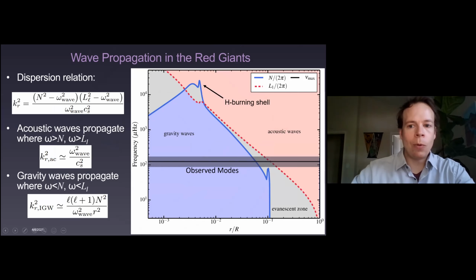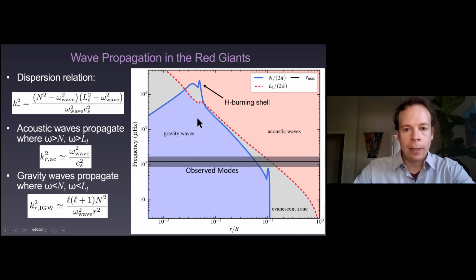So to help understand what we see in those stars, it's useful to talk about a propagation diagram. What I'm plotting here are two different important frequencies as a function of radius within a star. And those are going to help us interpret the pulsations that we see at the surface of the star. The first frequency that's really important here is this blue solid line. This is called the Brunt-Väisälä frequency, or the buoyancy frequency. This basically measures the strength of the buoyancy restoring force, which determines the properties of gravity waves.